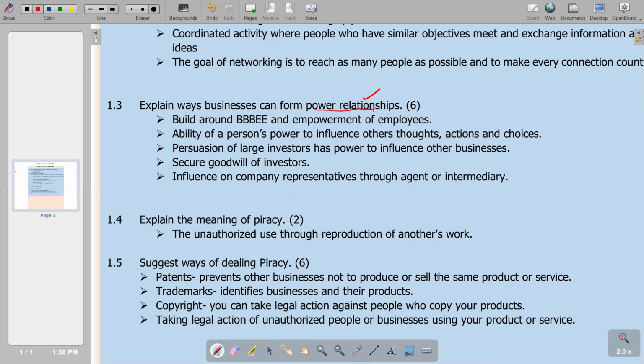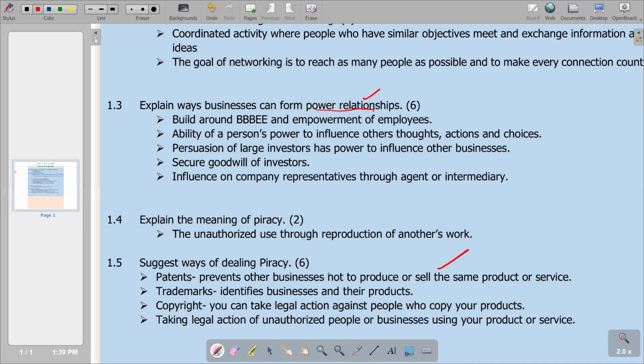Then we go to the second point, which is saying trademarks. The explanation says it identifies businesses and their product. But you know that a trademark is a type of intellectual property consisting of a recognizable sign. It might be a sign, a design, or an expression that identifies a product or service from a particular source and distinguishes it from others. The trademark should be something unique, that other businesses do not have. So it becomes a trademark.